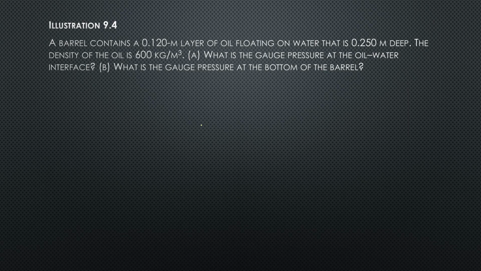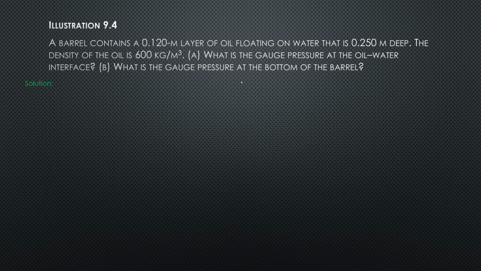Illustration 9.4. A barrel contains a 0.120 meter layer of oil floating on water that is 0.25 meter deep. The density of the oil is 600 kilogram per cubic meter. What is the gauge pressure at the oil water interface? What is the gauge pressure at the bottom of the barrel?